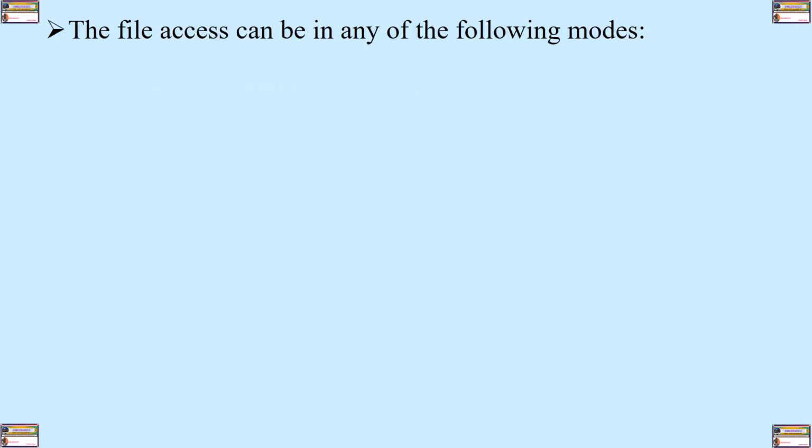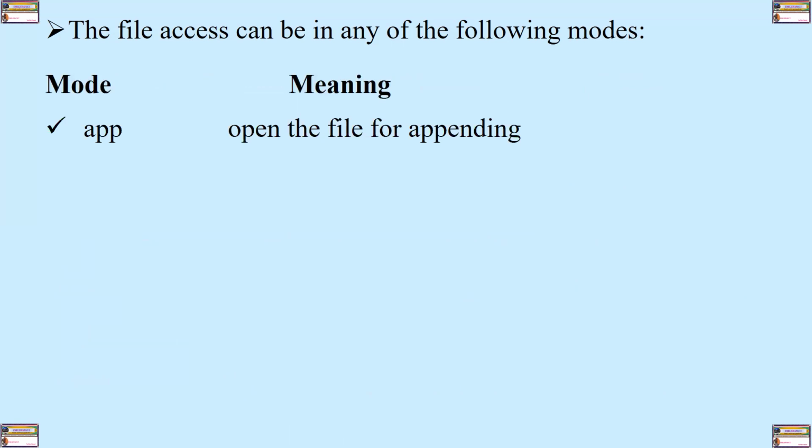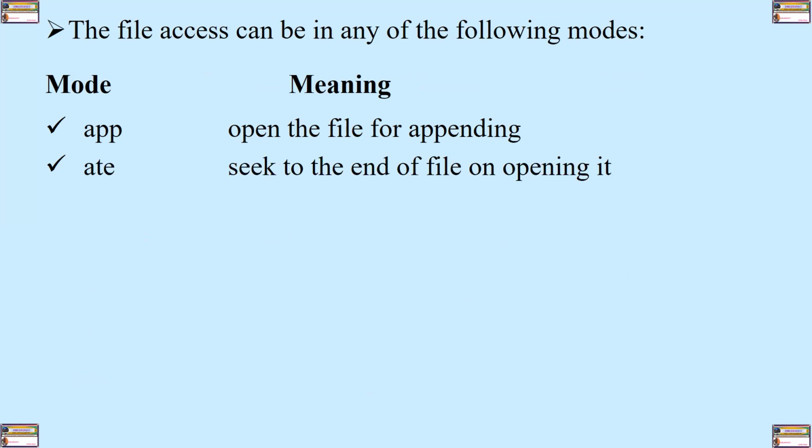The file access can be in any of the following modes. The first mode is the app mode. What does app mean? If you add app, it simply means that you are opening the file for the purposes of adding additional data or information. So you are opening the file in append mode. Ate means that you want to seek to the end of file on opening it.